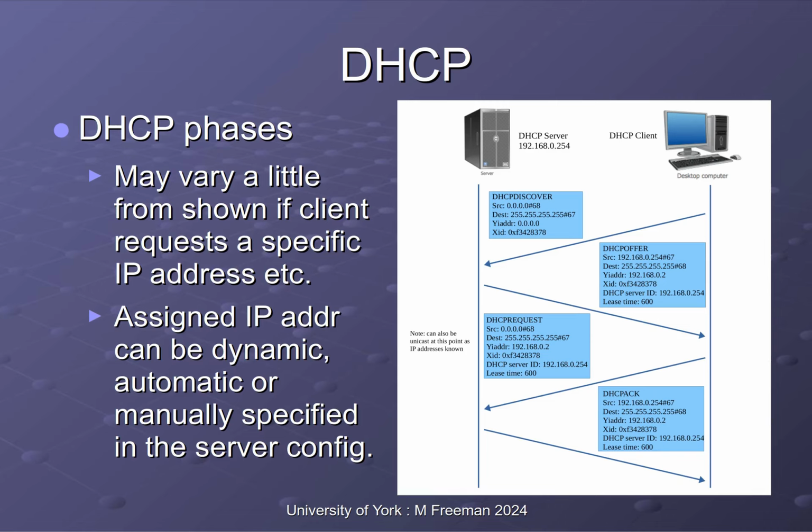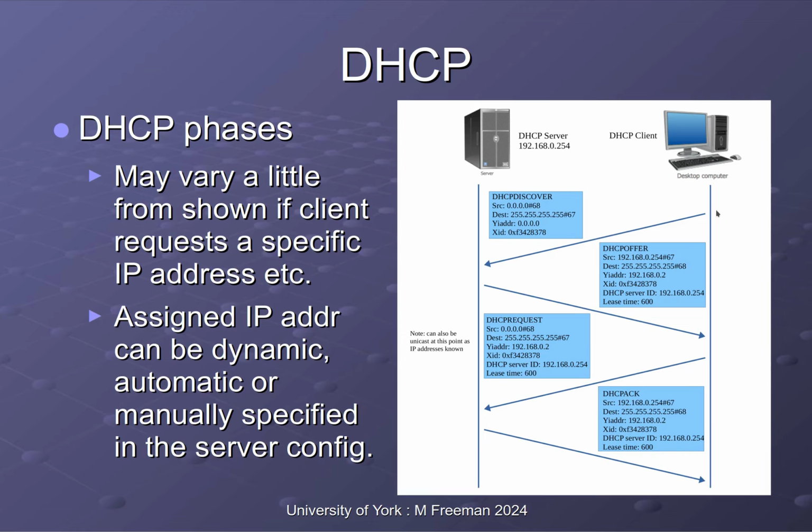Here we have a sequence diagram of a client and server interacting. Here we have our client, here we have our server. You can see time progressing as you go down, and the arrows show the various packets that are transferred from the client to the server, and equally from the server to the client. The DHCP process is broken down into 4 phases: discover, offer, request, and acknowledge.